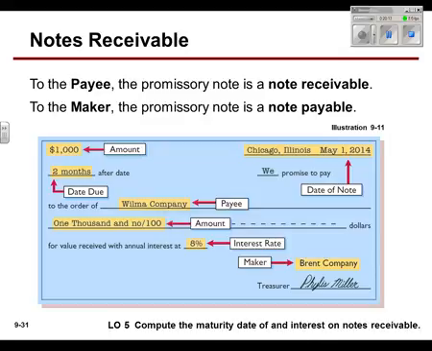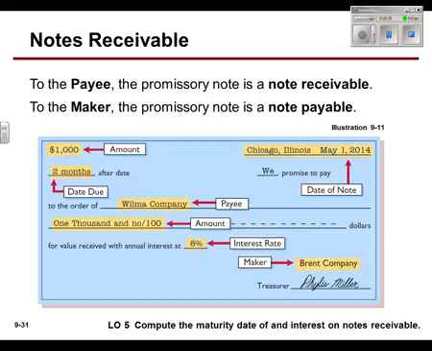You should see the paperwork on your set of notes that go with it. You need to know two players. To the payee, the note is a notes receivable. To the maker, the promissory note is a note payable.